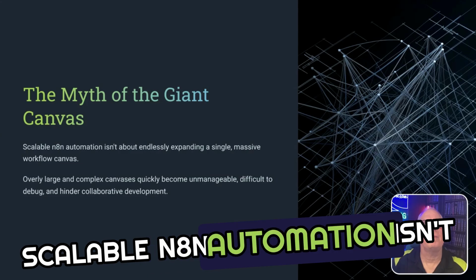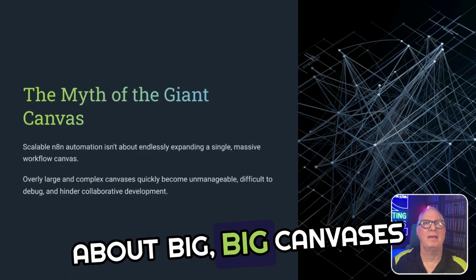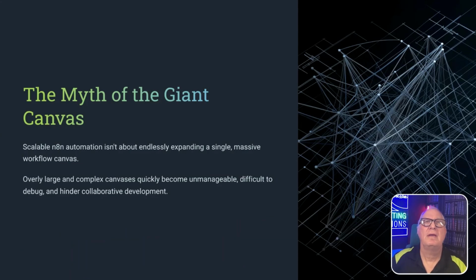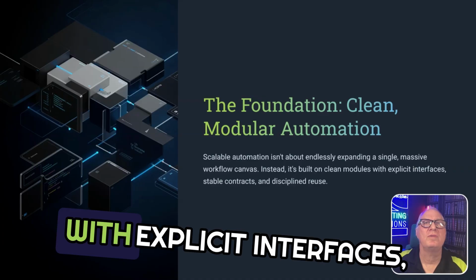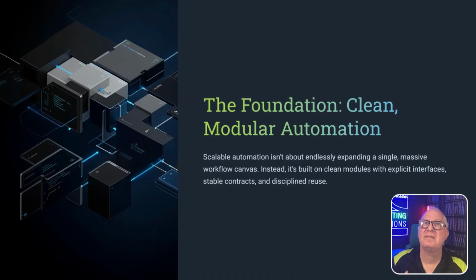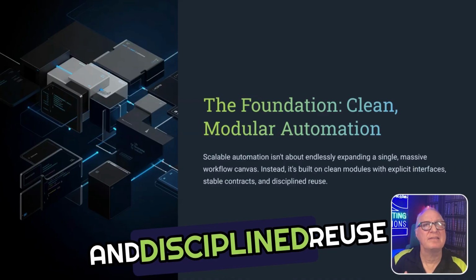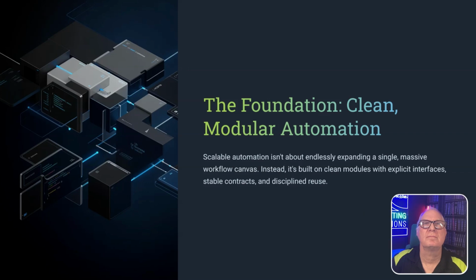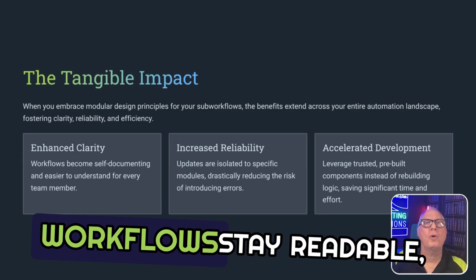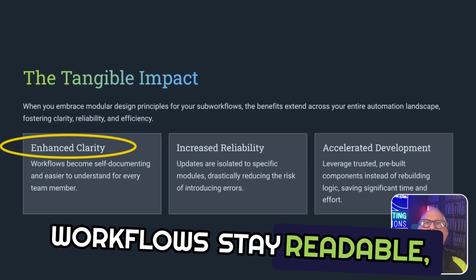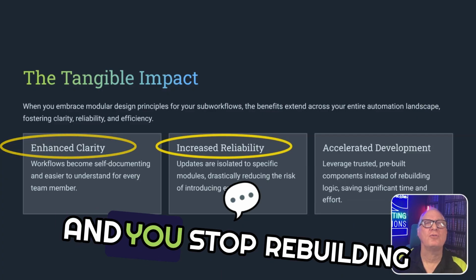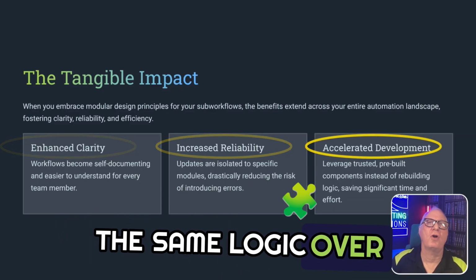Scalable n8n automation isn't about big canvases. It's about clean modules with explicit interfaces, stable contracts, and disciplined reuse. When you do that, workflows stay readable, updates get safer, and you stop rebuilding the same logic over and over.